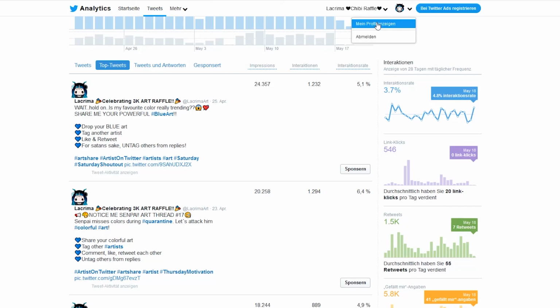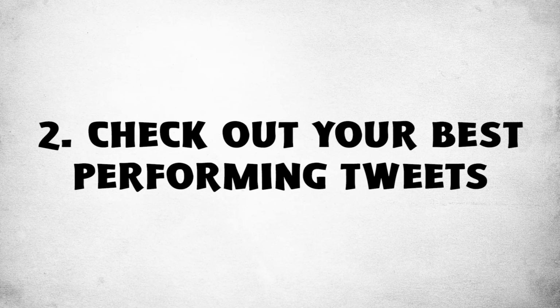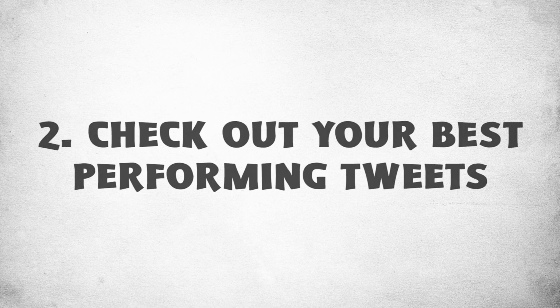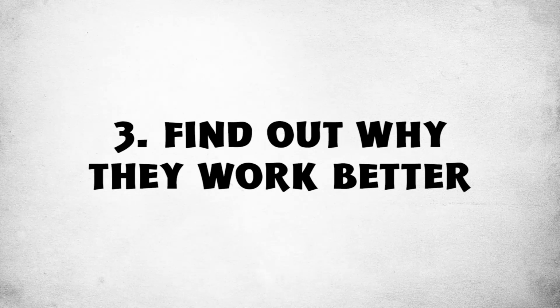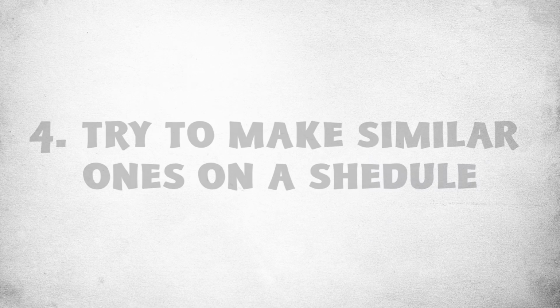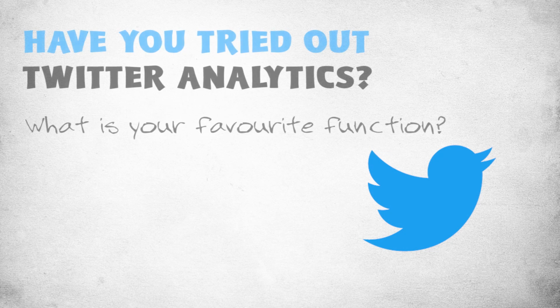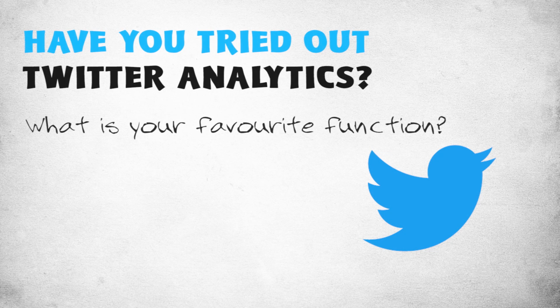Okay, this was a lot, so let's sum it up in short. First, activate your Twitter analytics under the menu More. Second, check out your best performing tweets. Third, find out why they work better. And last, try to make similar ones on a schedule if possible. Now you are prepared to learn from your own tweets and start working on your engagement.